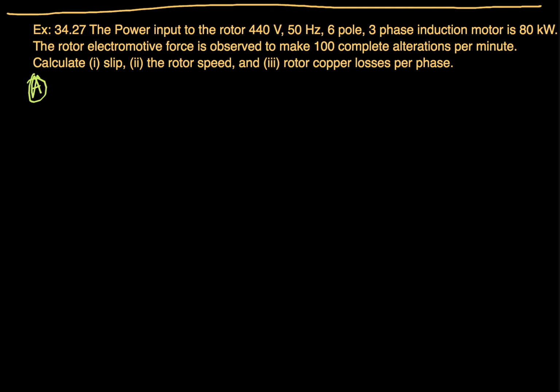So what is given? The power input to the rotor of a 440 volt 50 hertz 6 pole 3 phase induction motor is 80 kilowatts. So power input to the rotor means P2. So P2 is 80 kilowatts.